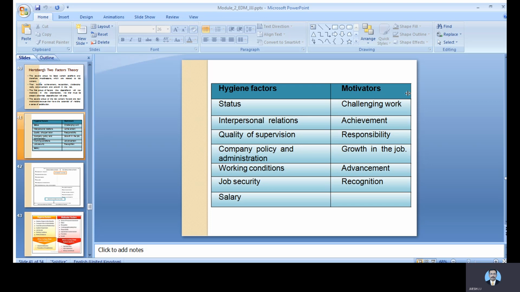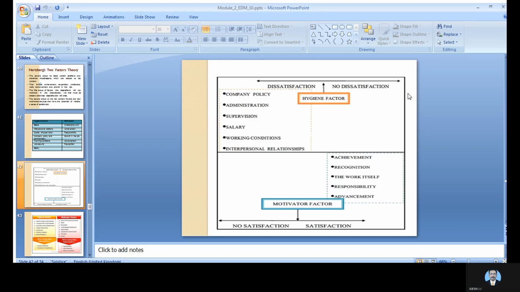All these are called hygiene factors. And motivators are challenging work, achievement, responsibility, growth in the job, advancement, and recognition. So these are some of the things which every industry has to maintain, so that the employees are kept motivated. So this is the same thing in diagram form. Dissatisfaction, no dissatisfaction. So here it is company policy, administration, supervision, salary, working condition.